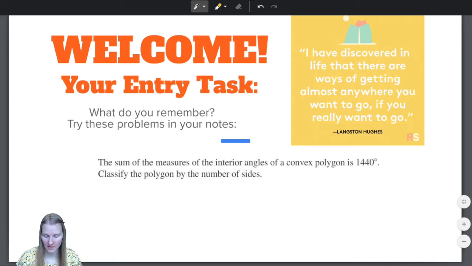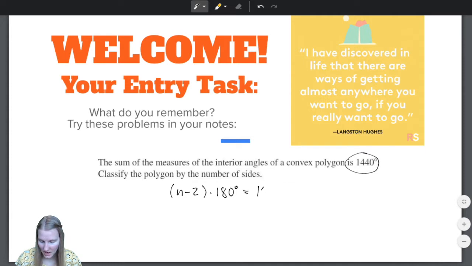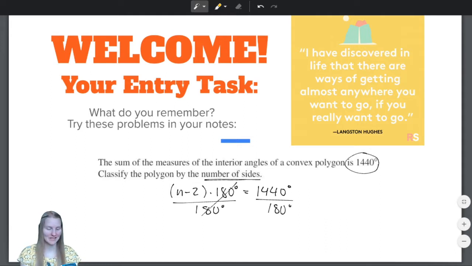Okay, the sum of the measures of the interior angles of a convex polygon is 1,440 degrees. So that means that (n minus 2) times 180 degrees is equal to 1,440 degrees. If I want to classify the polygon by the number of sides, I need to solve for n. So, in order to do that, I need to divide both sides of this equation by 180 degrees.